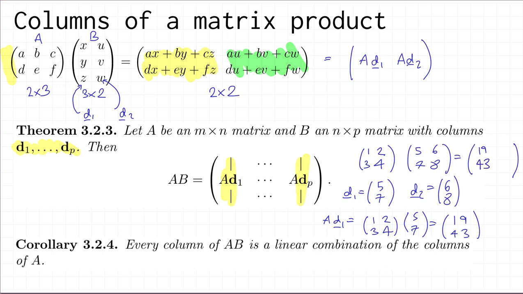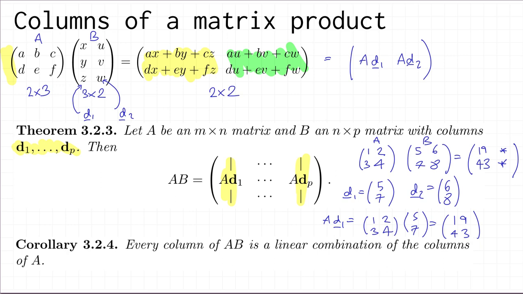So the first column of the product was obtained by multiplying the left-hand matrix, so the A here, into the first column of B, which was 5, 7. And similarly, you can get the second column as well. So we would have 1 times 6 plus 2 times 8. These ones are too difficult for me, but you can work it out, and it will be the same as multiplying A into the column vector 6, 8, the second column of B.